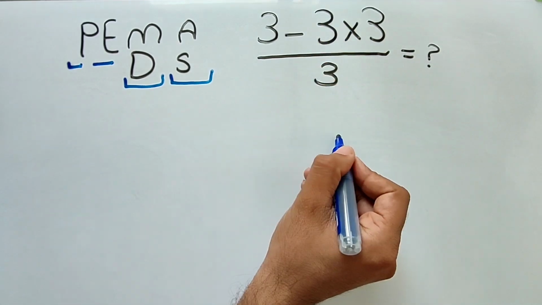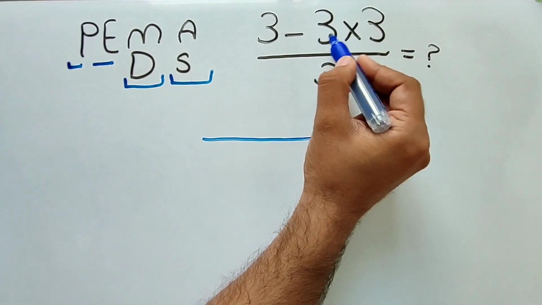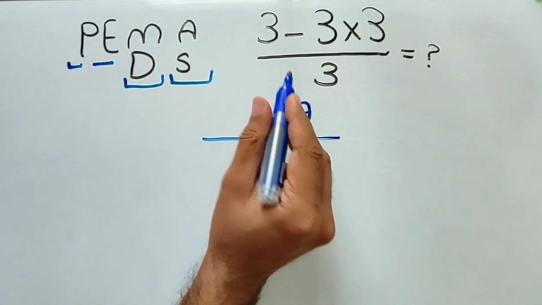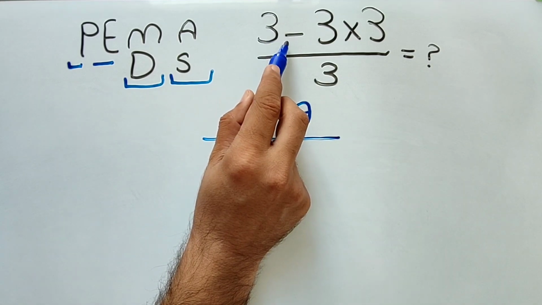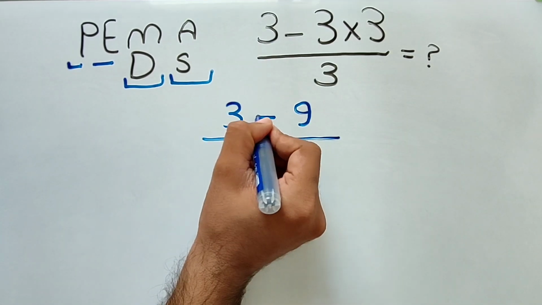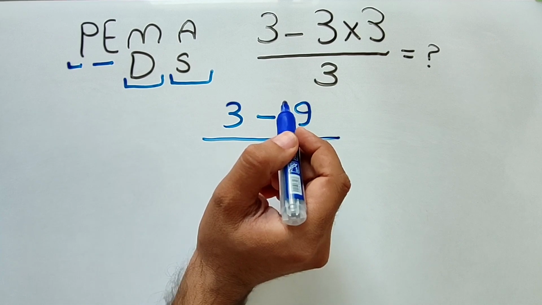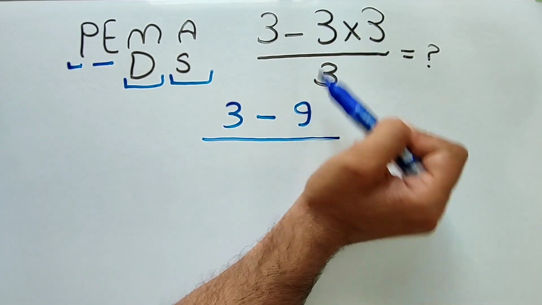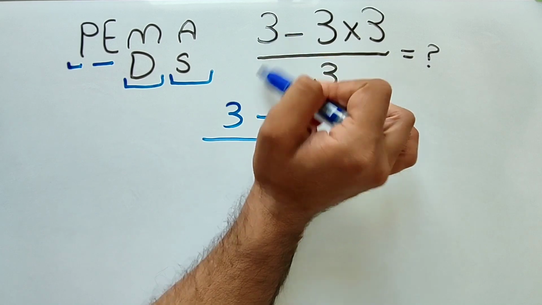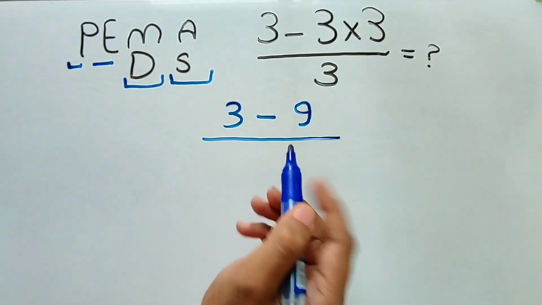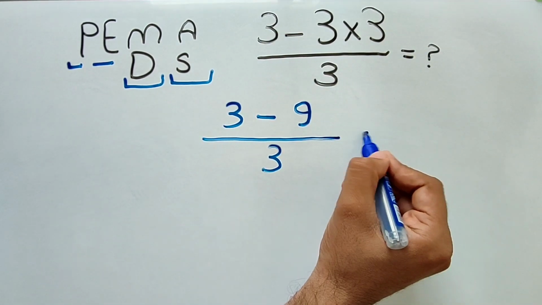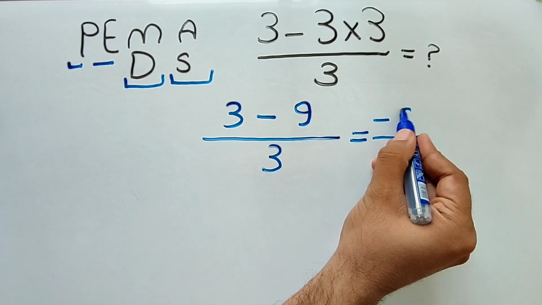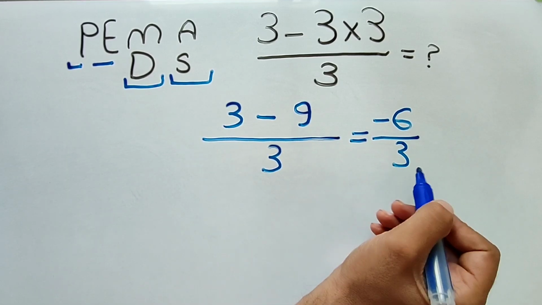Now 3 times 3 is equal to 9, and we have 3 minus 9. So we solved this multiplication first, and we had 3 minus 9 over 3. Now 3 minus 9 is equal to negative 6 over 3.